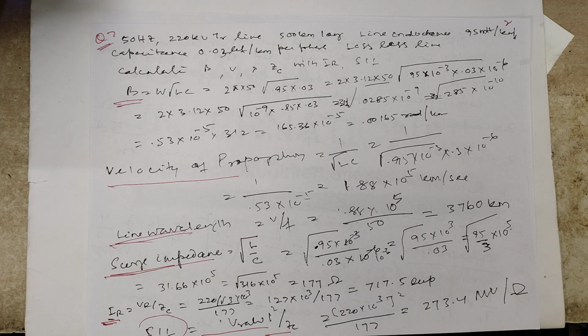And what is the formula that will come? Velocity of propagation is 1 by root over LC. And the line wavelength is equal to v by f. Source impedance is root over L by C. And the source impedance loading is V squared by ZC. Source impedance is the root over L by C.